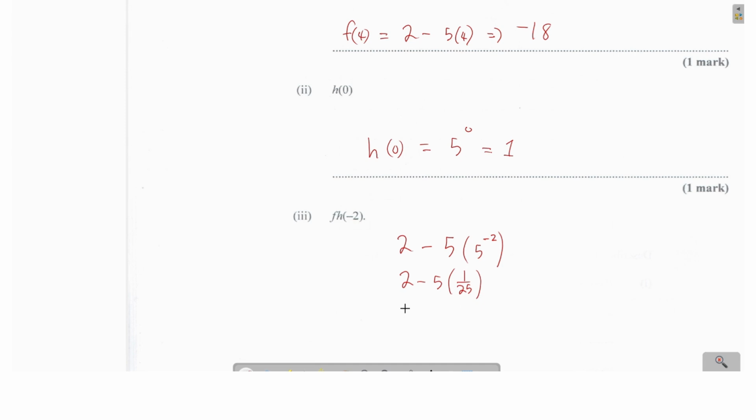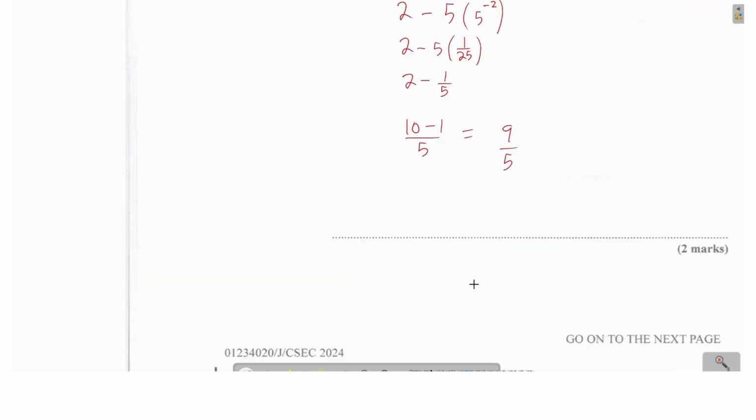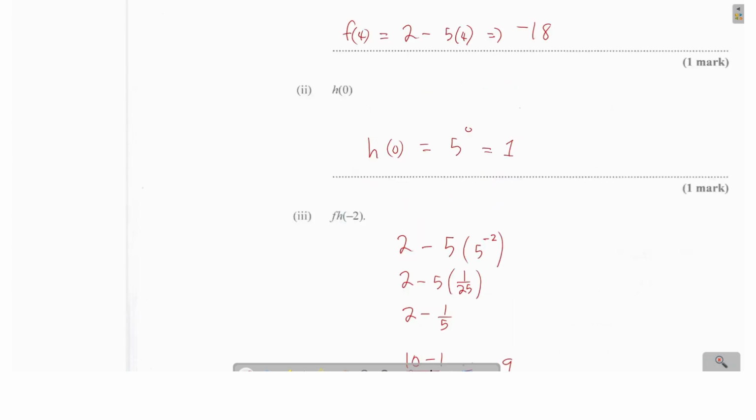And what we get there is 2 minus, because 5 here can cancel that. So what we have is 1 over 5 there. Okay? So what we get there is 10 minus 1 over 5. So that gives us 9 over 5. Okay. Move on to the next part of the question.